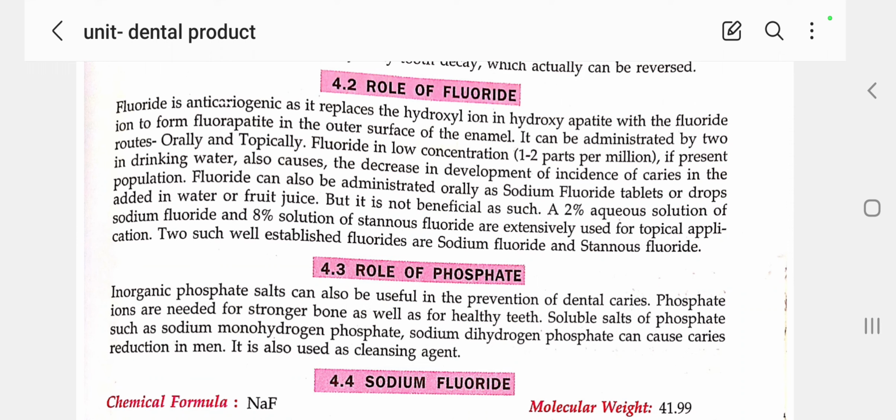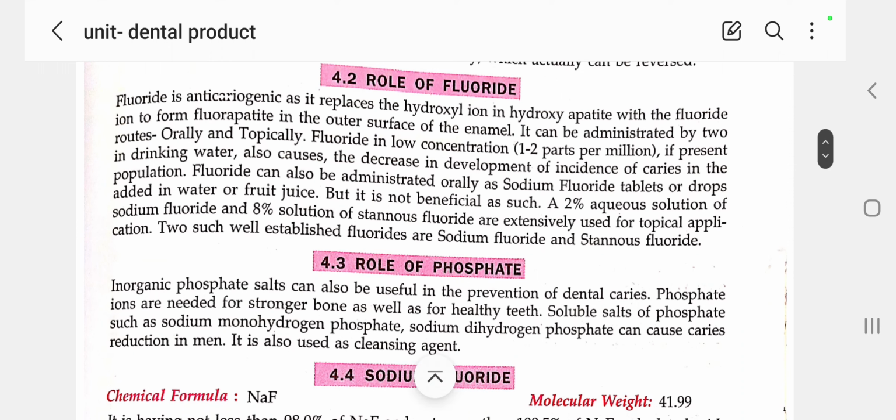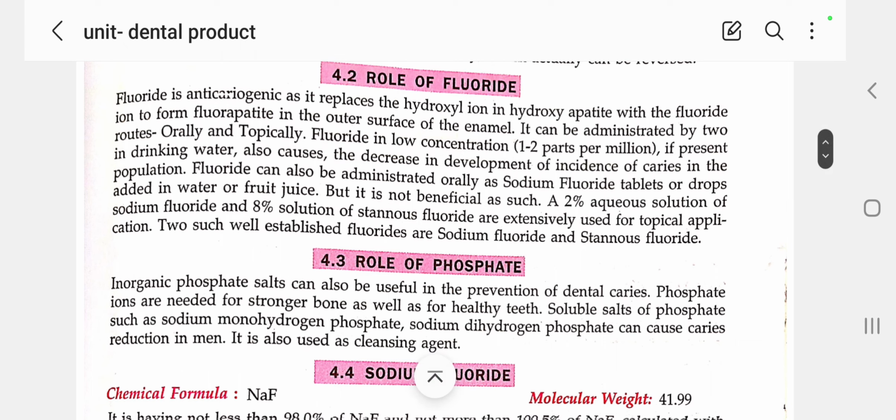We'll see about it. Fluoride is anti-carcinogenic as it replaces the hydroxyl ion in hydroxyapatite with the fluoride ion to form fluoroapatite in the outer surface of the enamel. As we already discussed in the previous session, here the fluoride plays a major role.